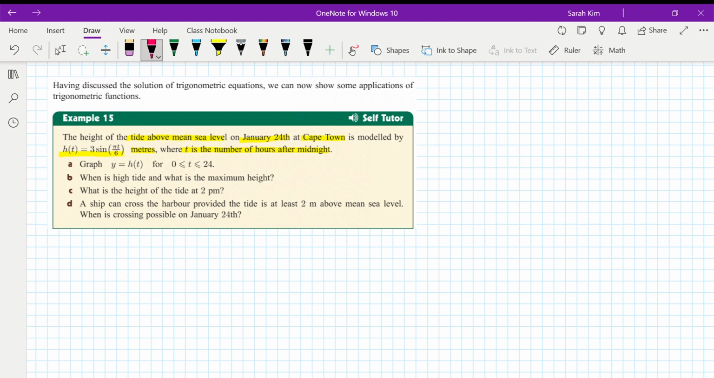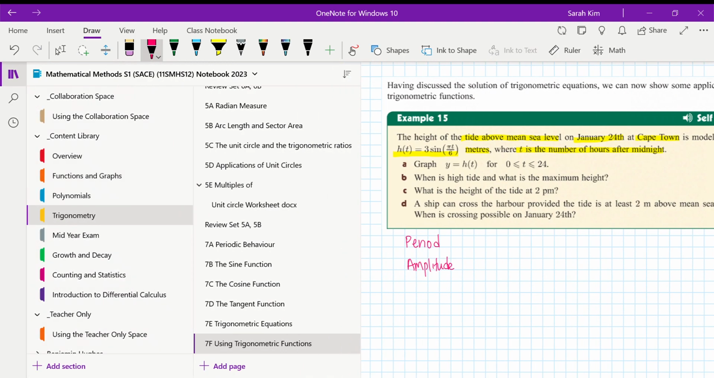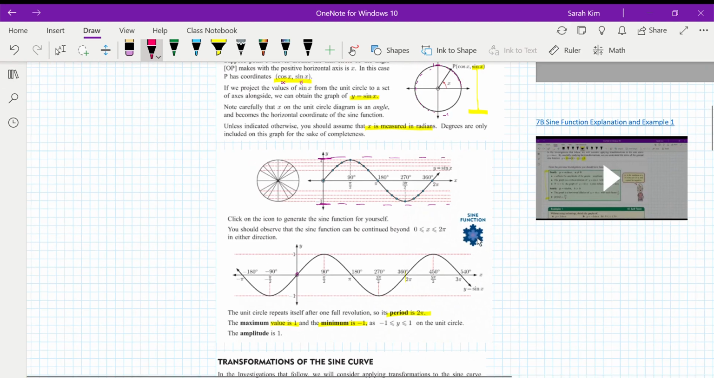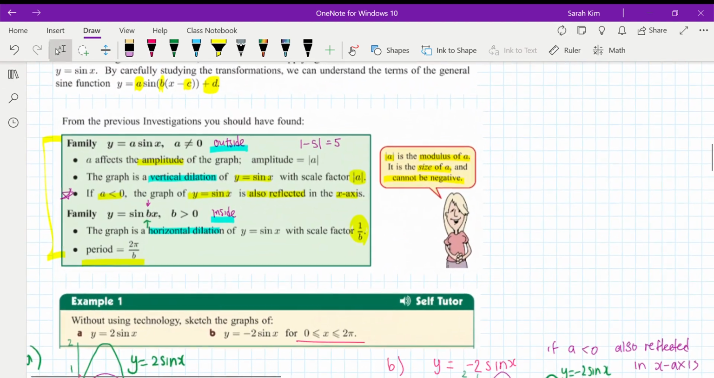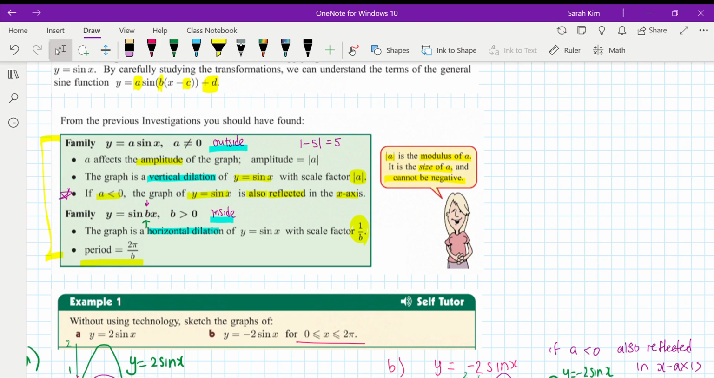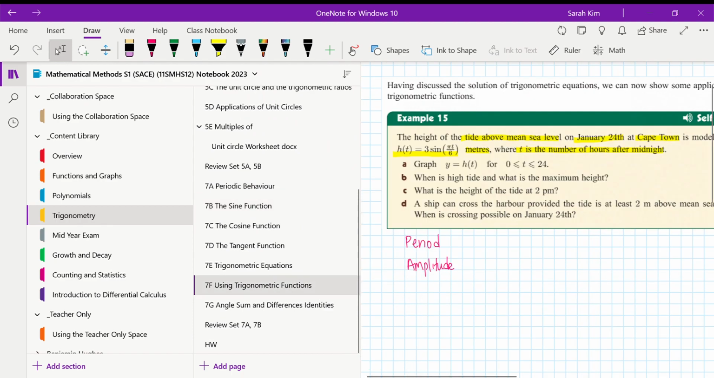Okay, no worries. There's a couple of things we really want to make sure we write down before we're able to draw it. We need to figure out our period. We need to figure out our amplitude. Hopefully we remember our notes for sine graphs. If not, just quickly go back to them. We know that the coefficient A gives us the amplitude, the modulus of it, and we know that the B factor inside affects our period by 2 pi over B. So we'll go back and apply that knowledge.